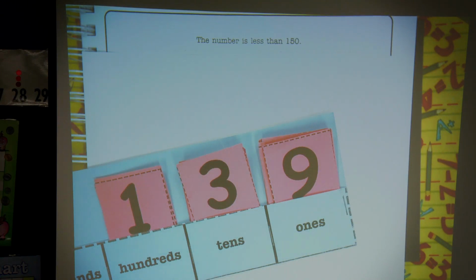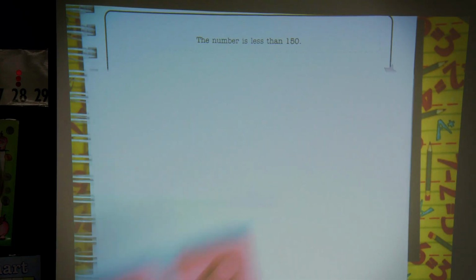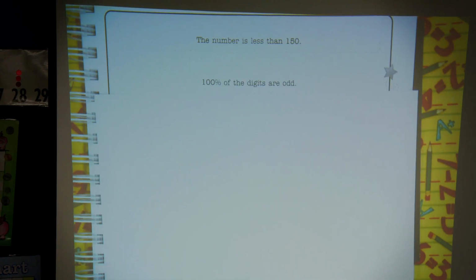So you might put up a clue like the number is less than 150. The children in your class are going to build a number that is less than 150. Every time I give them another clue, they are able to refine their place value pocket number to satisfy the clue. So our second clue is 100% of the digits are odd. What's 100% mean, class? Well, it means all. That's a simple way to introduce that concept.